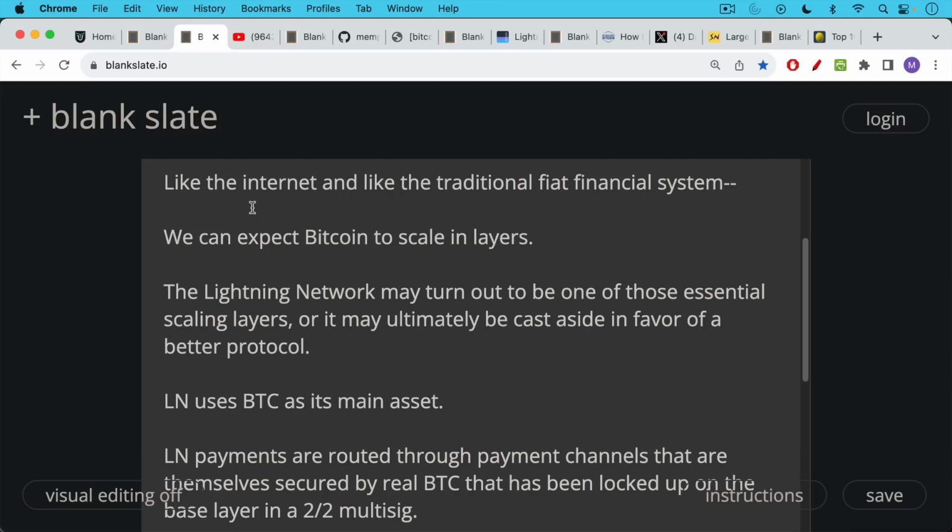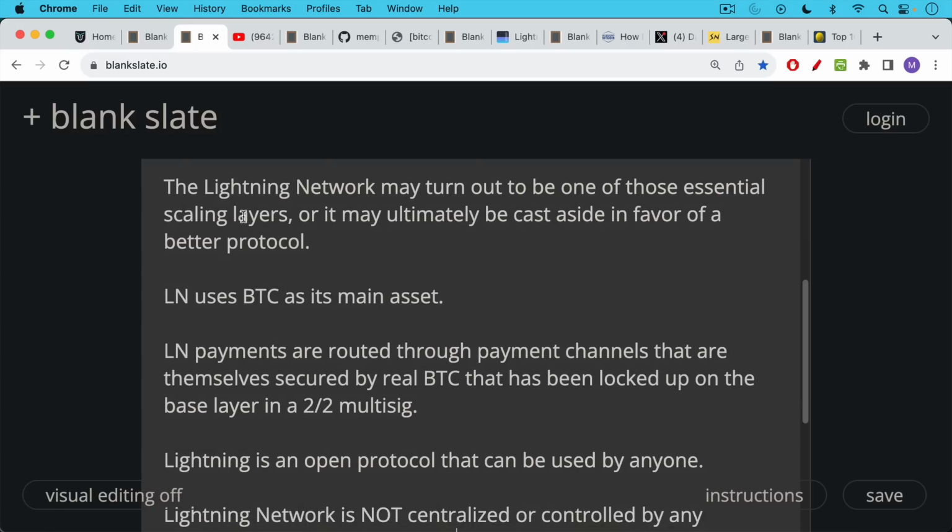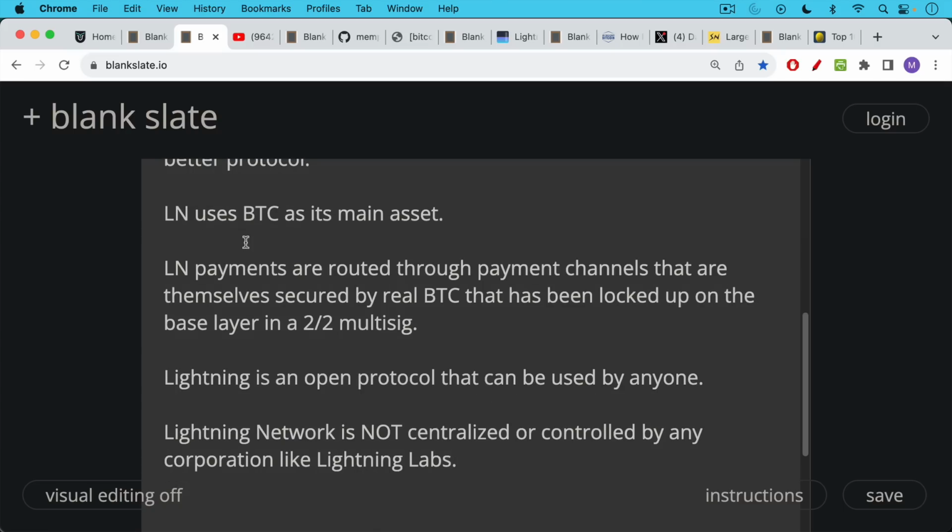Now, the Lightning Network uses BTC, Bitcoin, the asset, as its main asset. It does not use any other coin. It does not use Litecoin or something like that. Lightning Network payments are routed through payment channels that are themselves secured by real Bitcoin that has been locked up on the base layer in a 2-of-2 multisig. So when payments take place on the Lightning Network, they are not increasing the supply of Bitcoin, because an equal amount of Bitcoin has been locked up on the base layer in order to fund that particular Lightning channel.